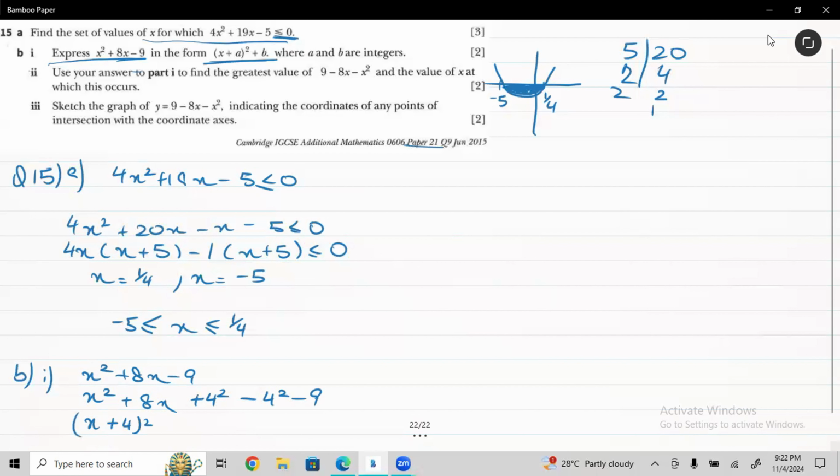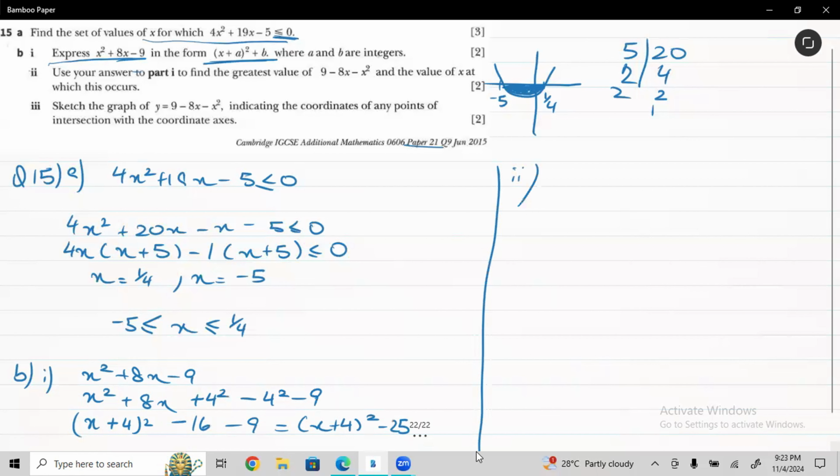Again, we take this positive or negative sign from the coefficient of x. If the coefficient of x is negative, we put a negative in this bracket. And if it is a positive value, it's going to be a positive symbol in the bracket. So x plus 4 whole squared minus 4 times 4 is 16, minus 9, and we would get x plus 4 whole squared minus 16 minus 9 would become negative 25. And that's it. This is the answer. Simple. Not much of a worry.